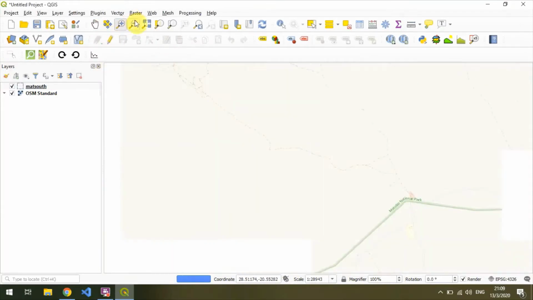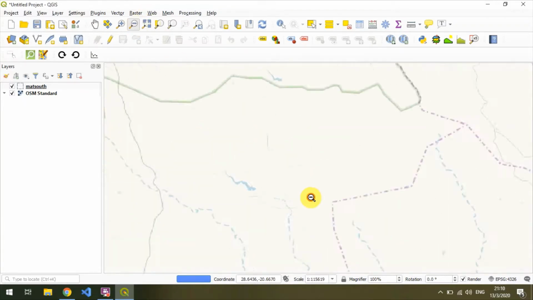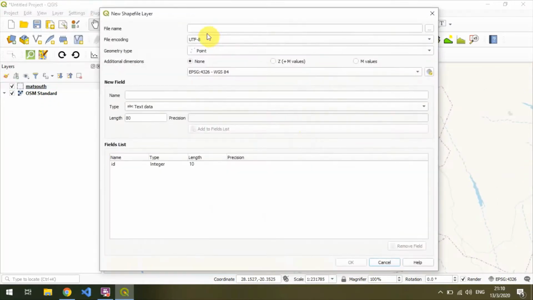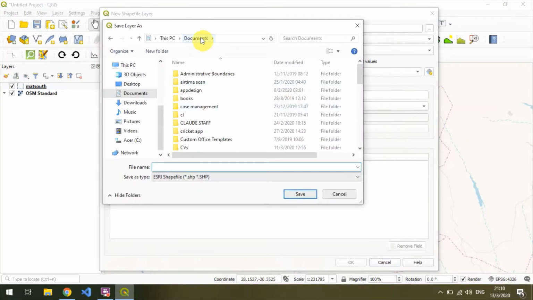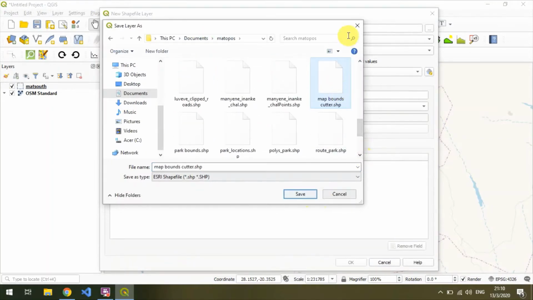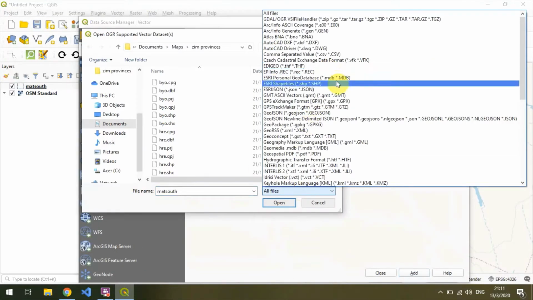Remember, this is just a search of the data that you can find about Matopos National Park. There is the park, as you can see it right there. So first of all, probably you need to get that extension. It's called Quick OSM on QGIS. Get that and start using it.